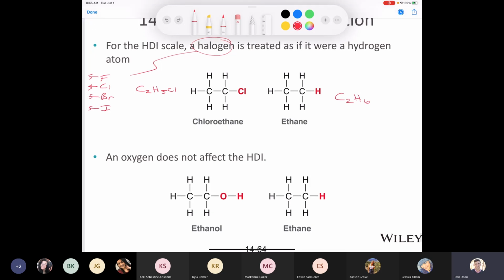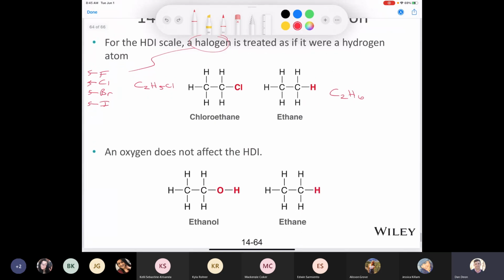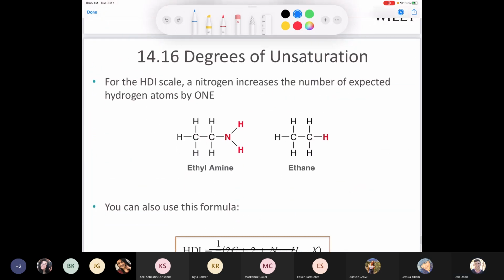Okay. If you have an oxygen, like in an alcohol or an ether, an oxygen doesn't do anything to an HDI. So here you have again C2H6 for ethane. Here you have C2H6O. When you're calculating the HDI here, you can just ignore the oxygen. Oxygen doesn't affect the hydrogen deficiency index at all.